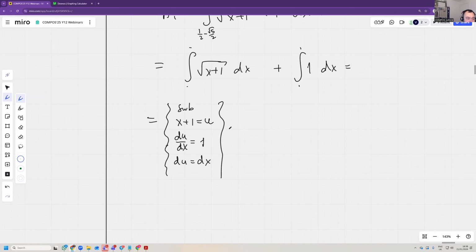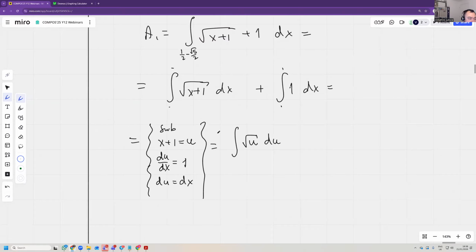So the integral becomes the integral of square root of u du. However, the limits have changed because you've introduced u is x plus 1, so you need to add 1. So it becomes from 3 over 2 minus root 5 over 2 to 4.